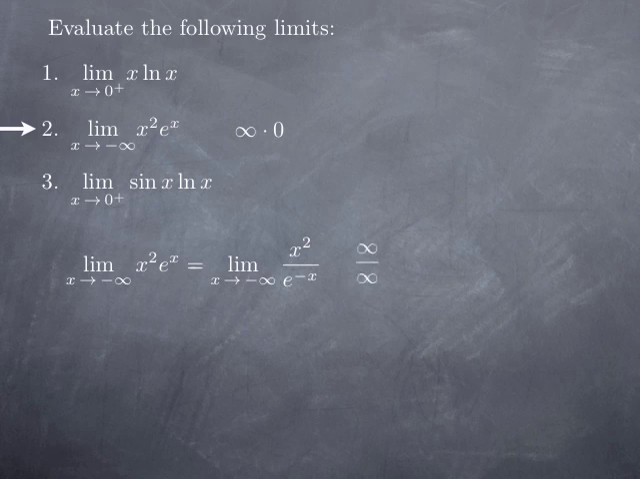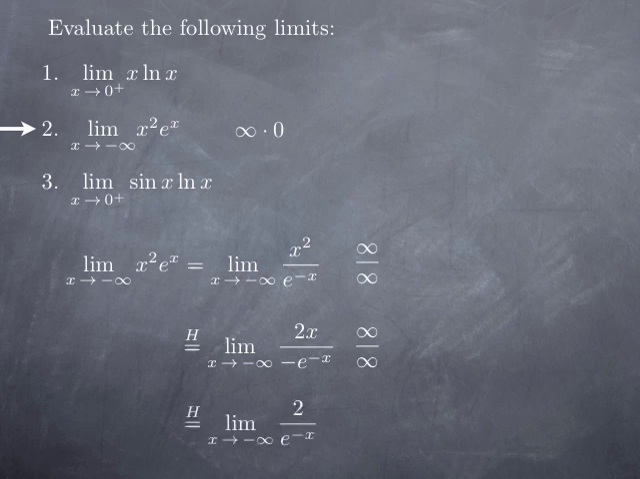Therefore, now we have an indeterminate form of the type infinity over infinity, and we can use the rule of de L'Hopital, stating that the limit is the same as the limit of the quotient of the derivatives. So it's a limit of 2x over the derivative of e to the negative x, which is negative e to the negative x. Now again, if we look at the limit of the top and the top goes to infinity, the bottom goes to negative infinity, and so we have again an indeterminate form of the type infinity over infinity.